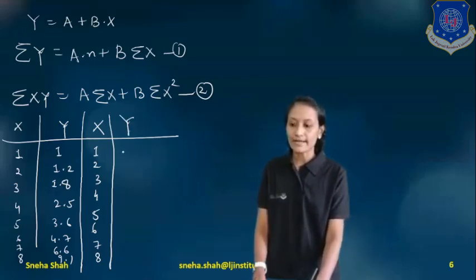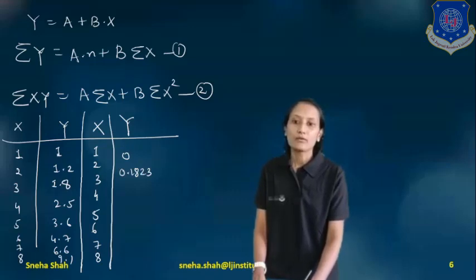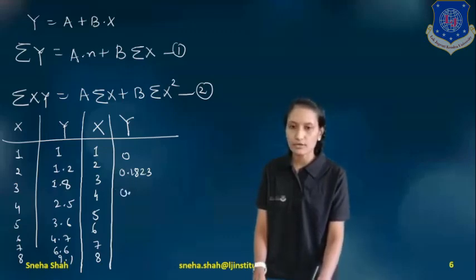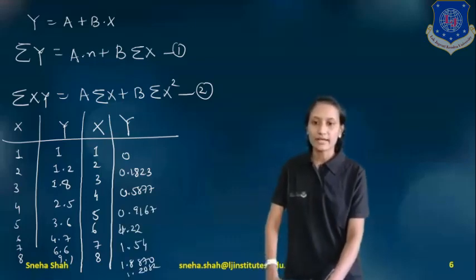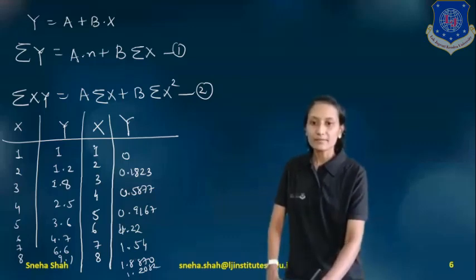The value of capital Y equals 0, 0.1823, because we have to take log 1 equals 0, log 1.2 equals 0.1823, log 1.8 equals 0.5877, then log 2.5, its value will be 0.9167. Then the next values are 1.54, 1.8870 and 1.2080.